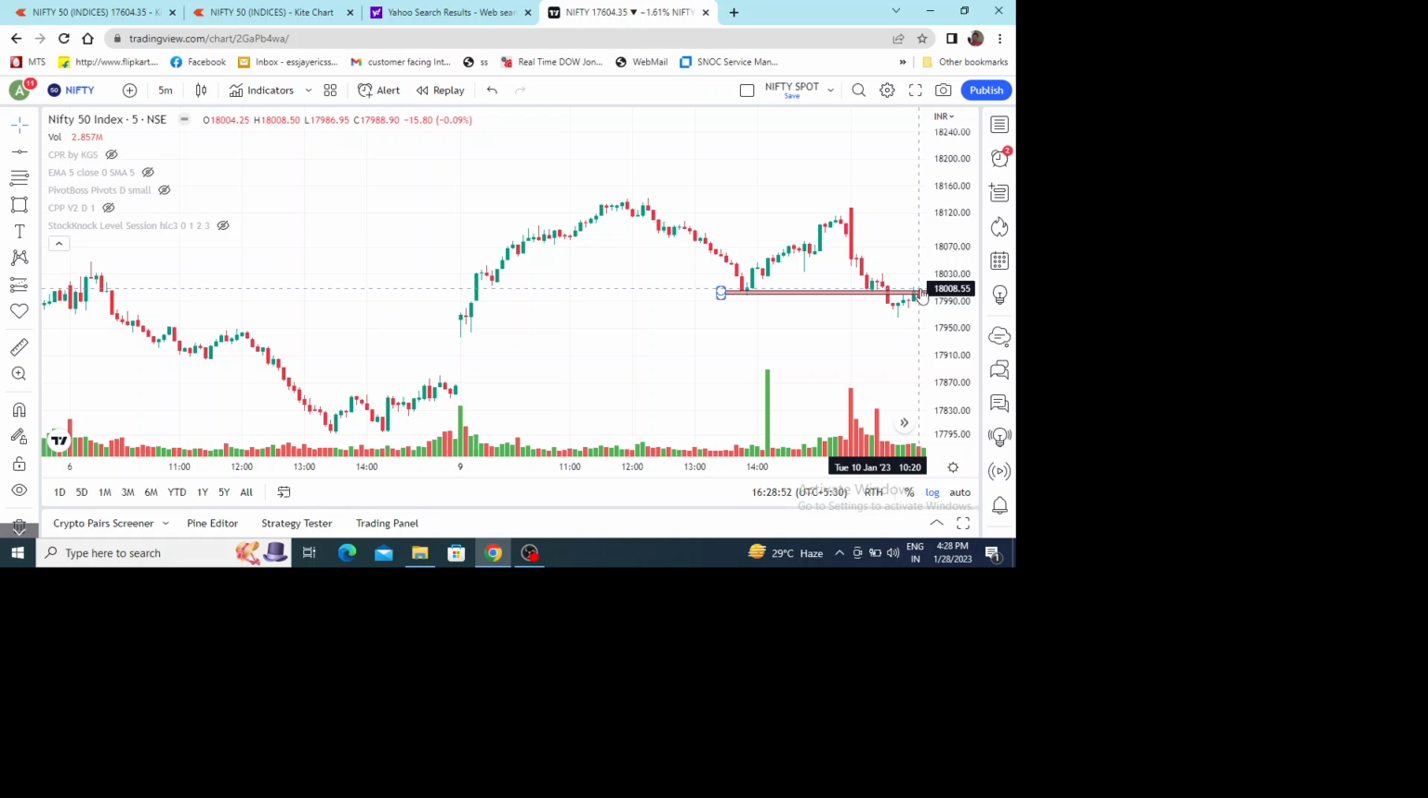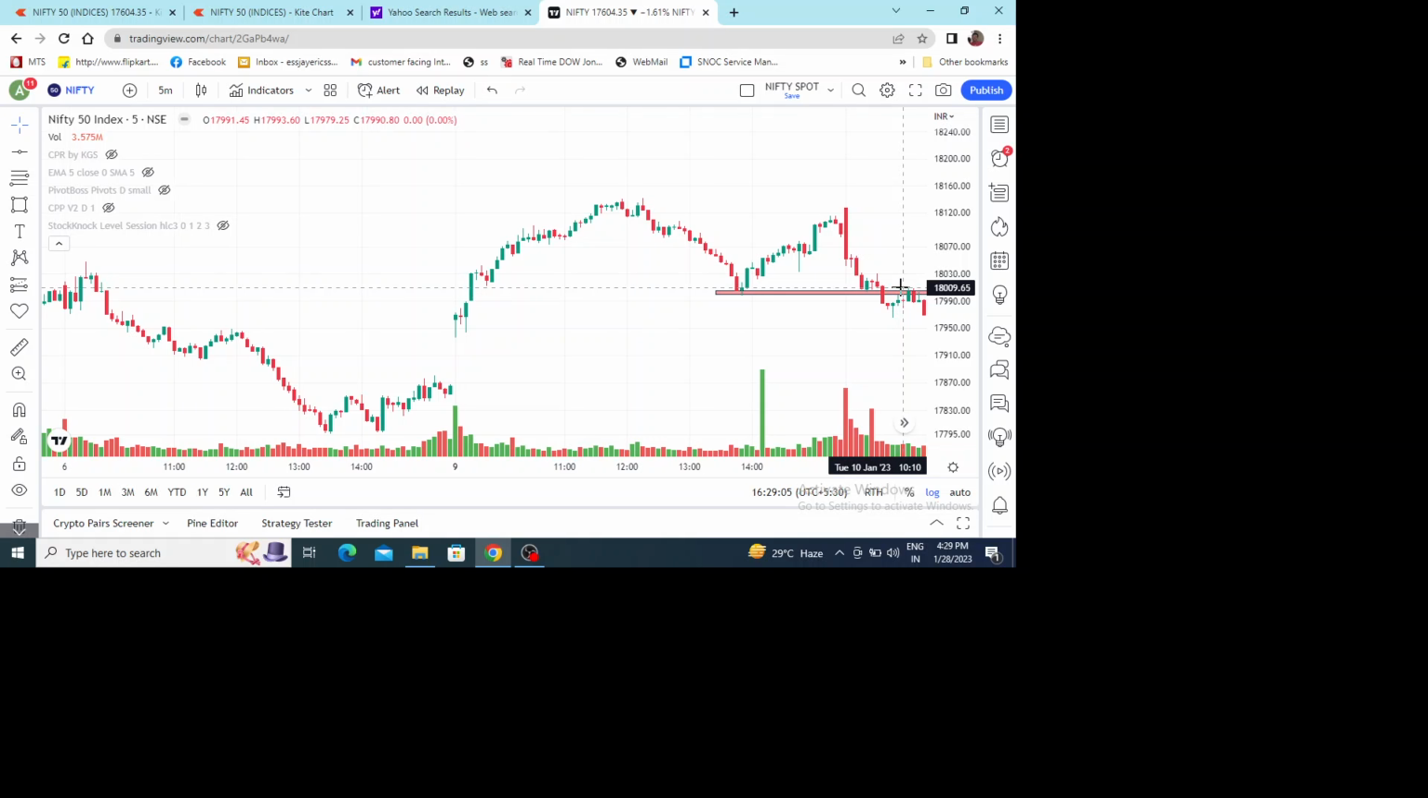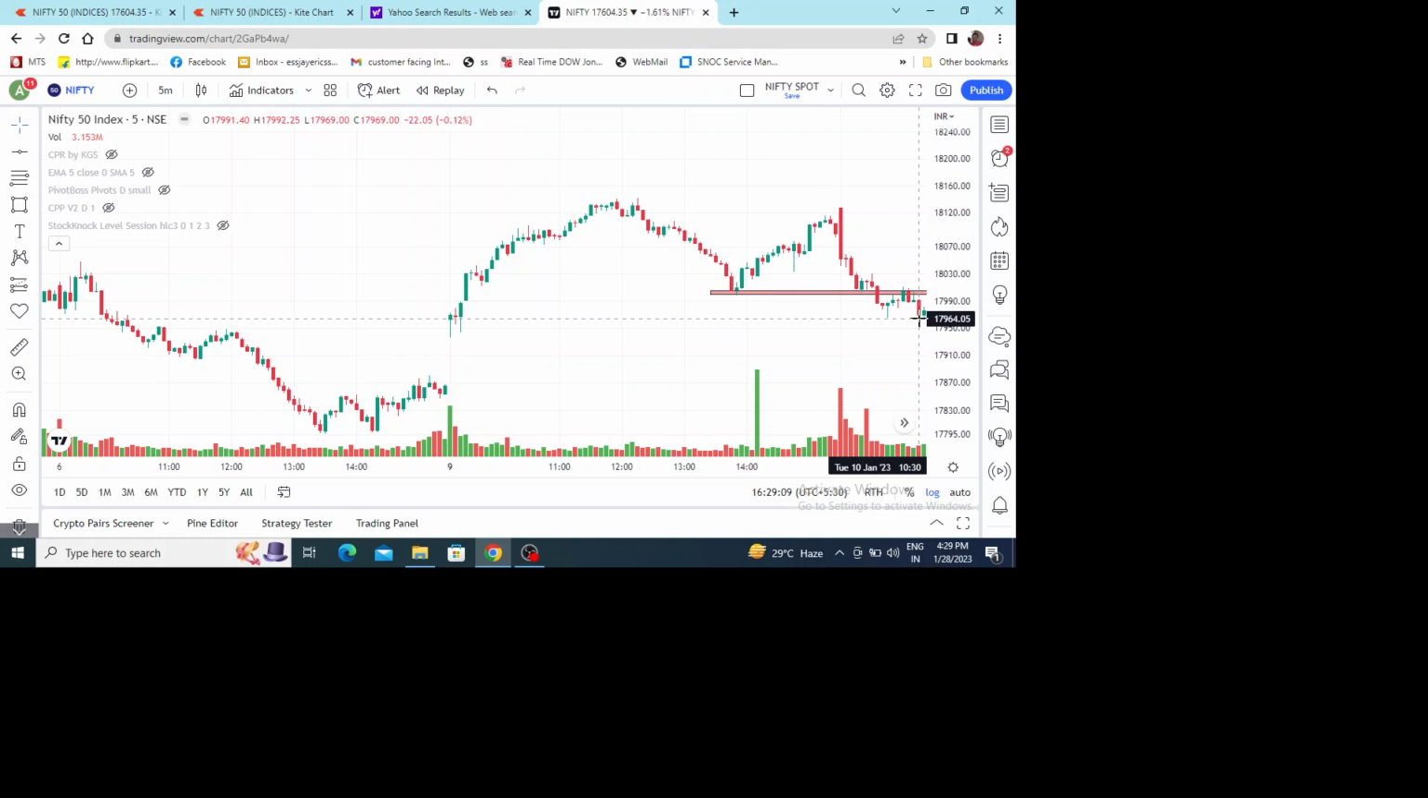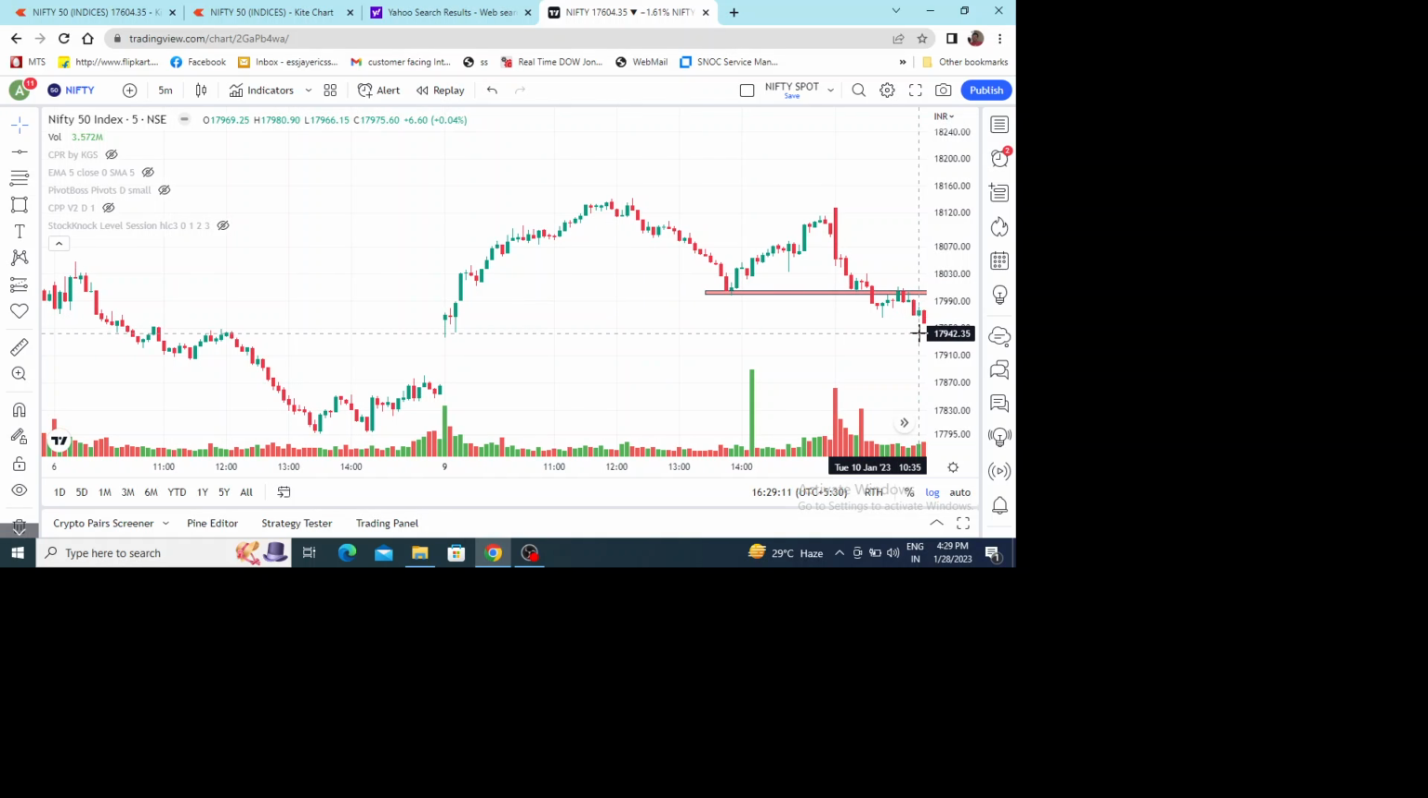So what we'll do now, once this red candle is formed, we'll put the stop loss over here, right? So the stop loss has now come near the cost position. Okay, and now see the trade. The trade has come over here. Again over here, we need to cross.